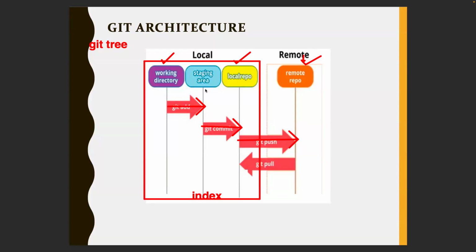So you may be having a question, why do we need this index area or staging area? It's like a virtual layer. So why do we need it? It is needed because it works like a preview or a pre-check before your changes go to local repository. Preview or a pre-check, right? Before your changes go to local.